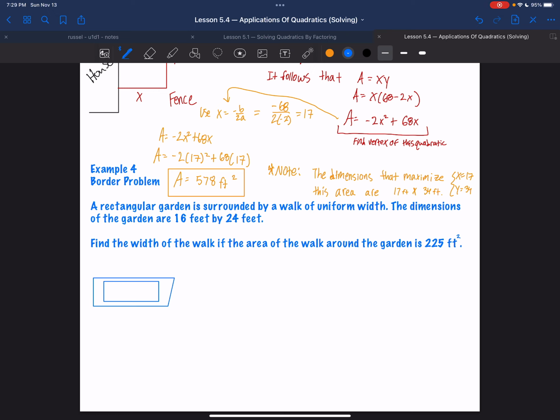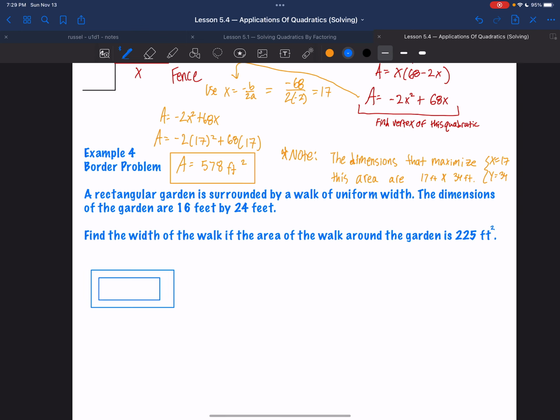That is not good. Let me try that one more time. Is that better? That's a little better. Is it perfect? No, but it will suffice, all right?